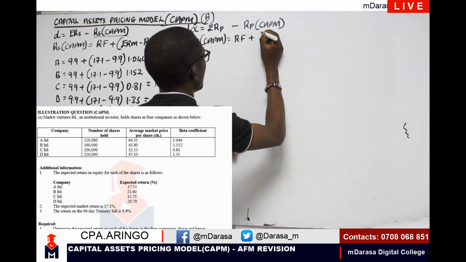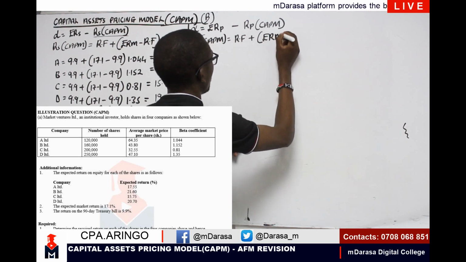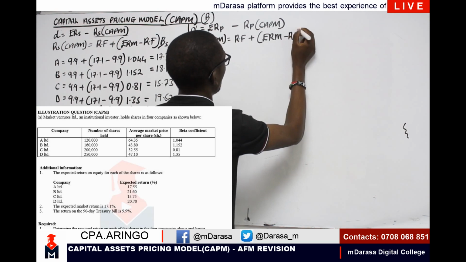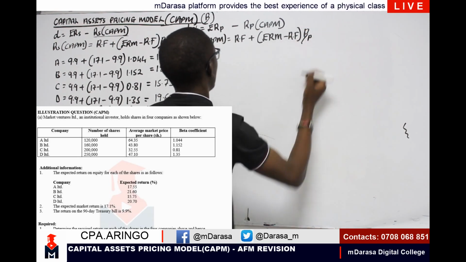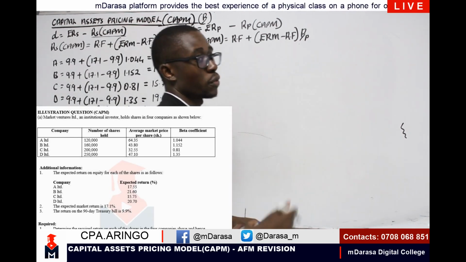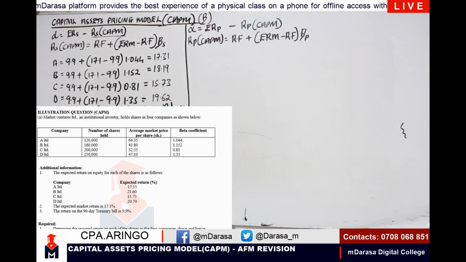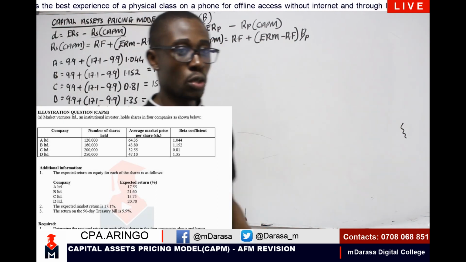We add our expected return on the market minus our risk-free here. What you are going to incorporate now is beta of our portfolio. That is very important for us to always note. So in our question here, let us start by identifying what was the expected return of our portfolio.